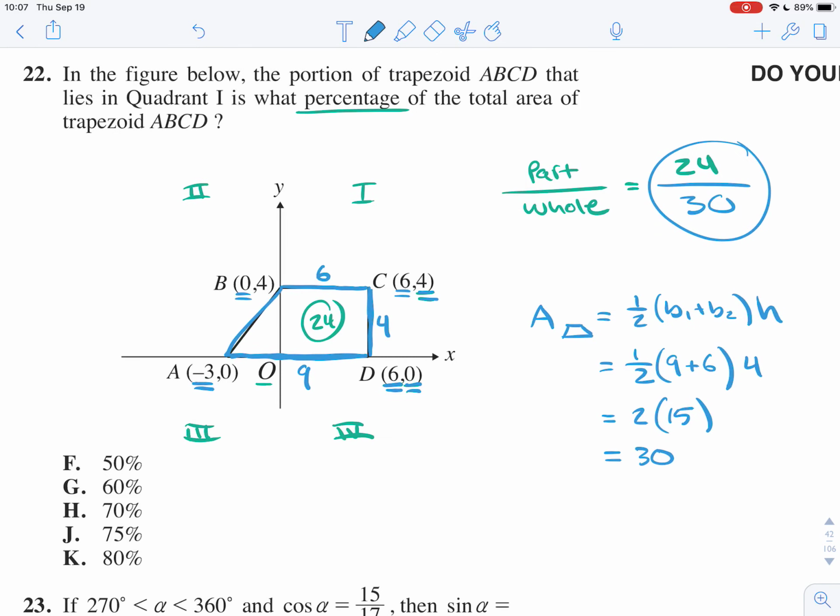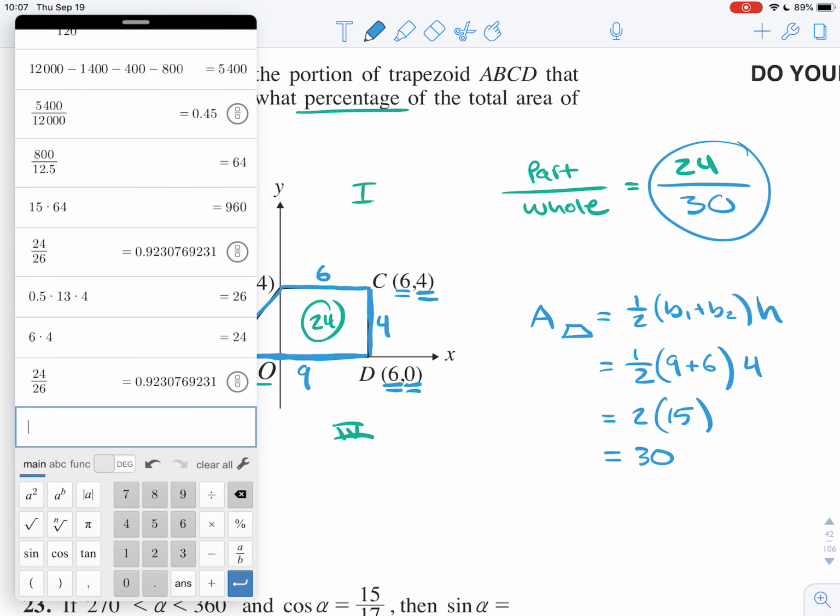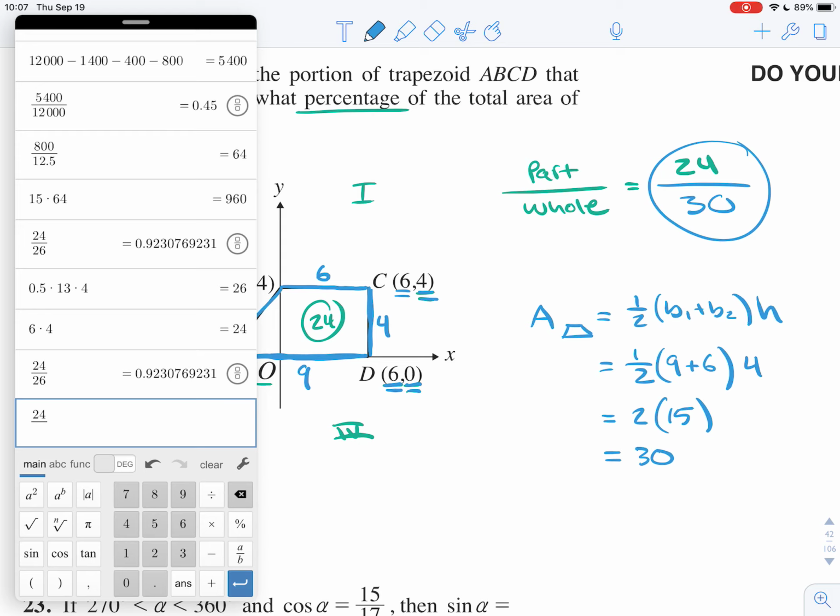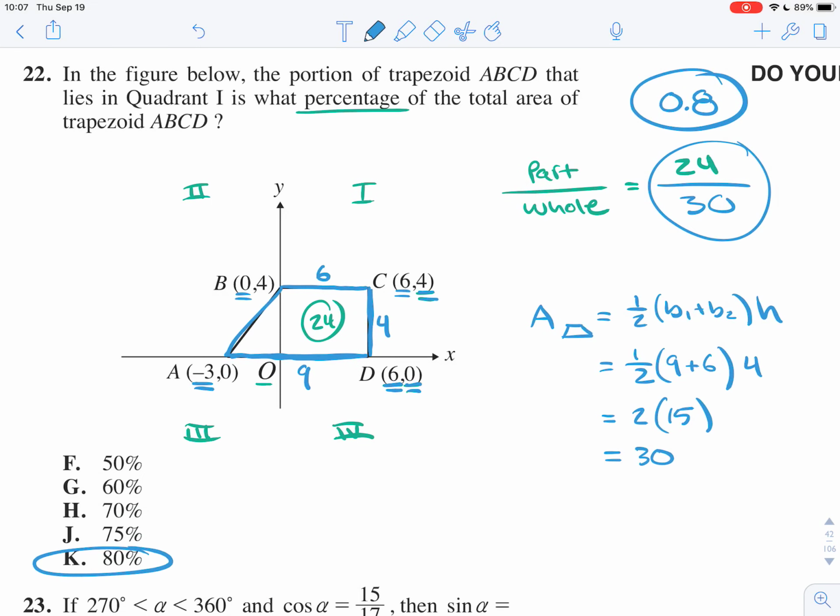And just like one of the other problems I did, I'm going to find my percentage just by evaluating that part to whole ratio. So 24 divided by 30, I'm getting it as a decimal, so that's 0.8. And hopefully we can look at that as a percentage, which is 80%.